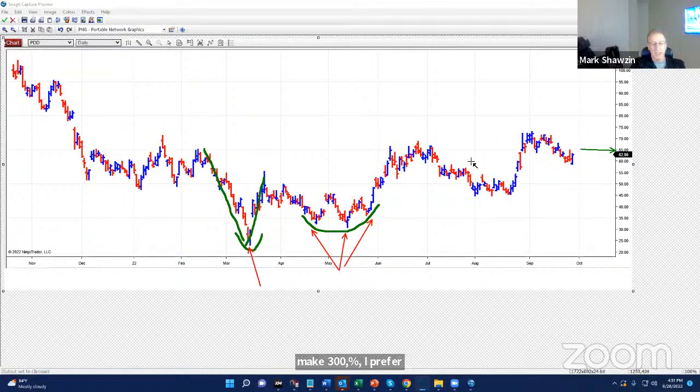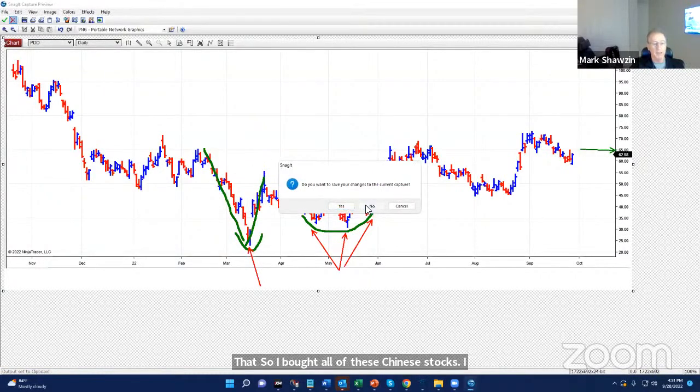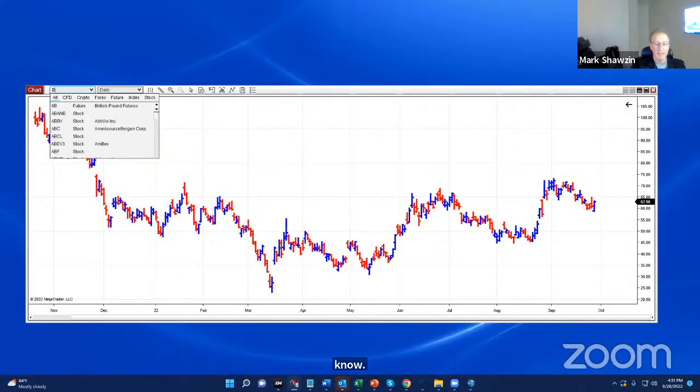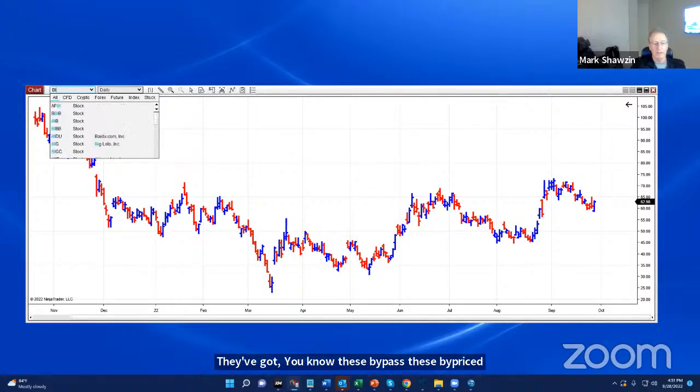So I bought all of these Chinese stocks. I covered all my bets. They all kind of look like they've got these buy patterns, these buy price signals, and it feels like such the wrong thing to do. It's got to be right.